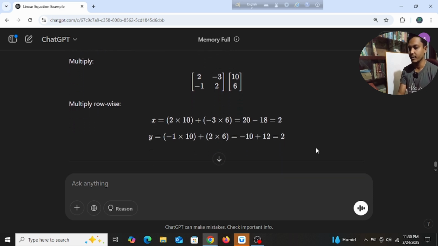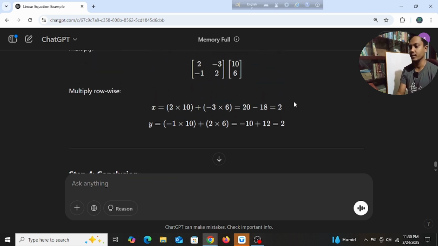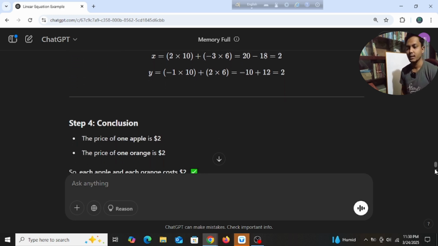And we get the values of x and y, ultimately x equals 2, y equals 2, right? So if you want, you can check these values. You can substitute the values of x and y in the equations, and you can check if the equations prove true, right? So the price of 1 apple is $2 and the price of 1 orange is $2.